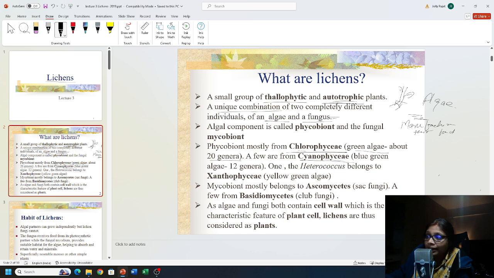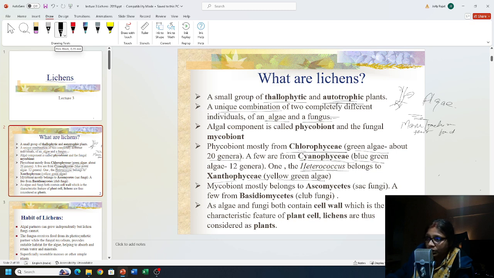Cyanophyceae are the category of algae that come under blue-green algae. Some of the phycobionts are green algae, mostly freshwater algae, and a few are from Cyanophyceae. Now, one example is Heterococcus. This is a type of algae belonging to Xanthophyceae, which is yellow-green algae. The color of this type of algae is mostly yellowish, so you call them yellow-green algae.